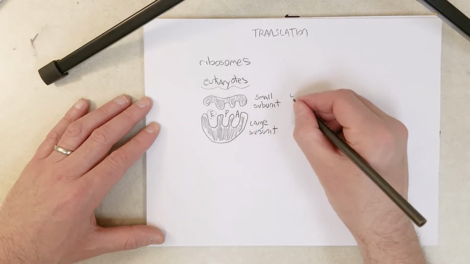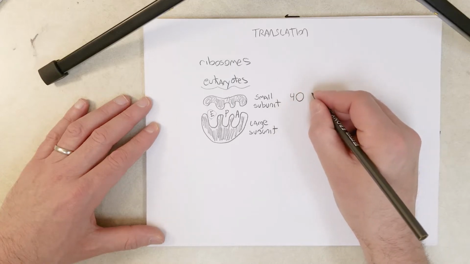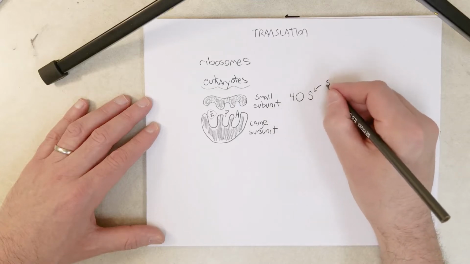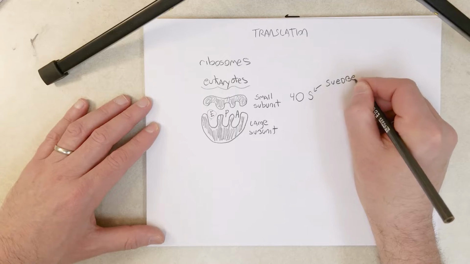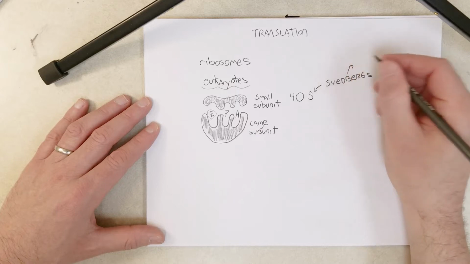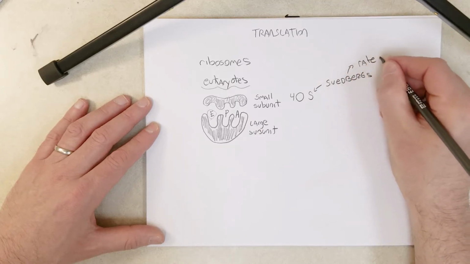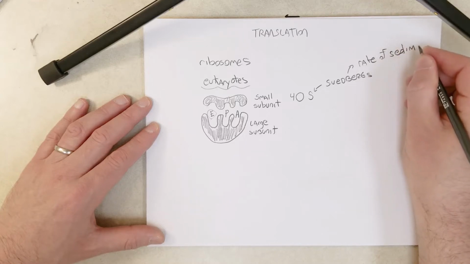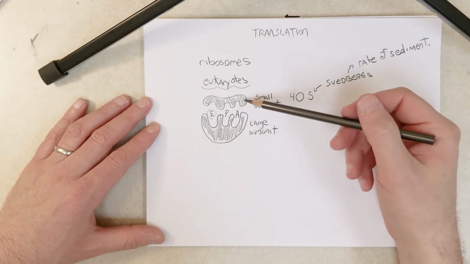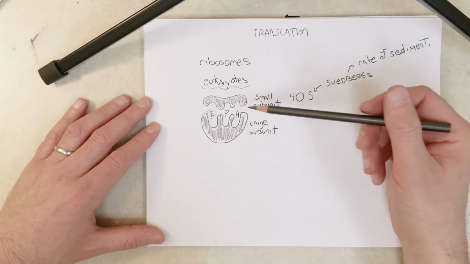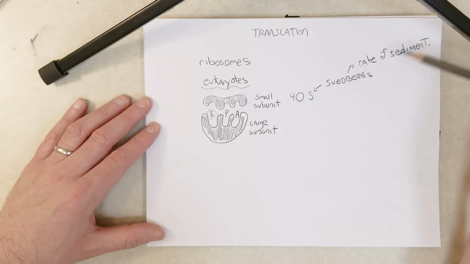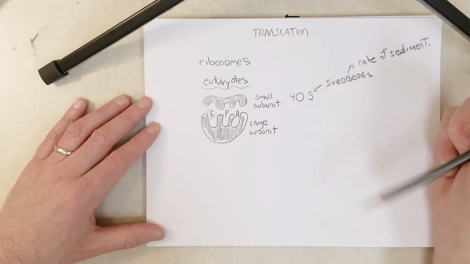Now, the small subunit in eukaryotes has a size of 40S, and S is for Svedbergs. The Svedberg unit is a measure of the rate of sedimentation. If you try to separate the components of a ribosome by centrifugation in a solution, the rate of sedimentation of the small subunit is 40S.